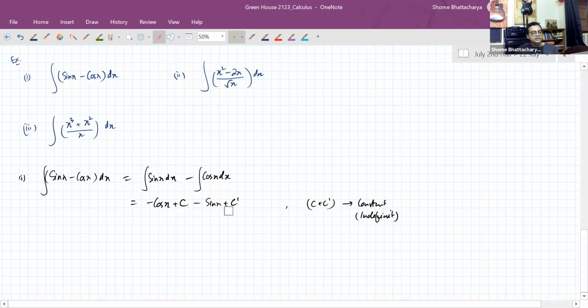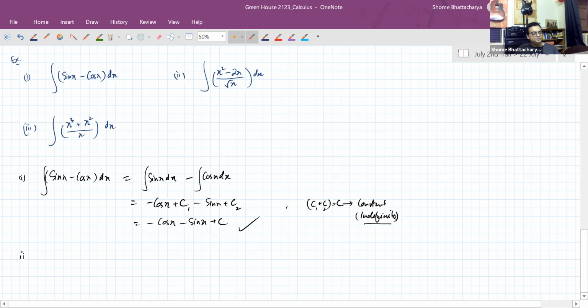Or you can write it as C1 and C2, and just combine them as a single constant later. So you can take this one as C1, this one as C2, and combine the two constants and write it as C, a single indefinite constant. So your final answer should become minus cos x minus sin x, whatever order you write, it doesn't matter. So this is your antiderivative of this. And you can just verify it by differentiating this, and you'll get sin x minus cos x.